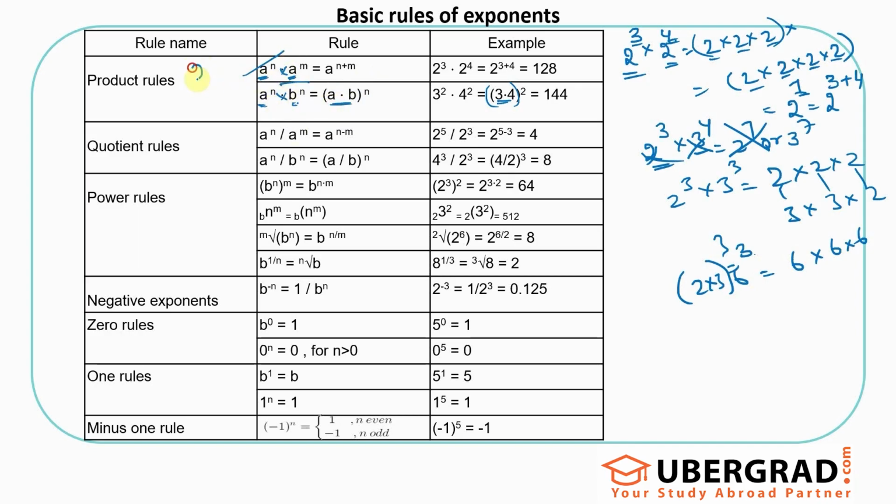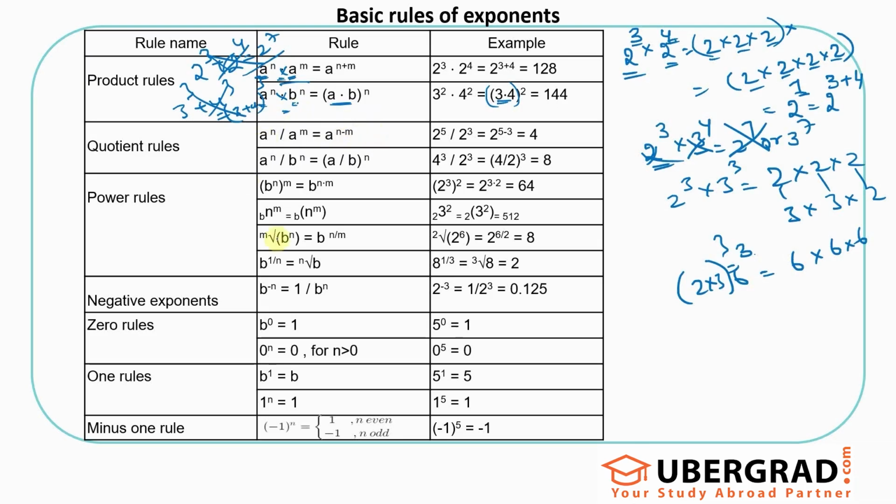This is only for multiplication. This concept does not work for things like 2 power 3 plus 2 power 4, which is not 2 power 7. And 3 power 3 plus 4 power 3 is also not 3 plus 4 whole power 3. Please trust that these are not correct. It only works for multiplication, and for division it works in the negative way.